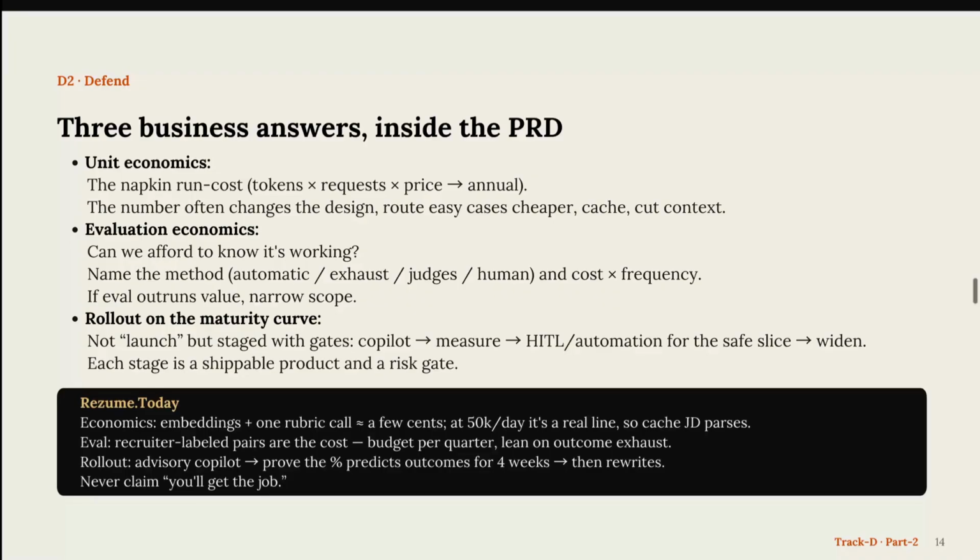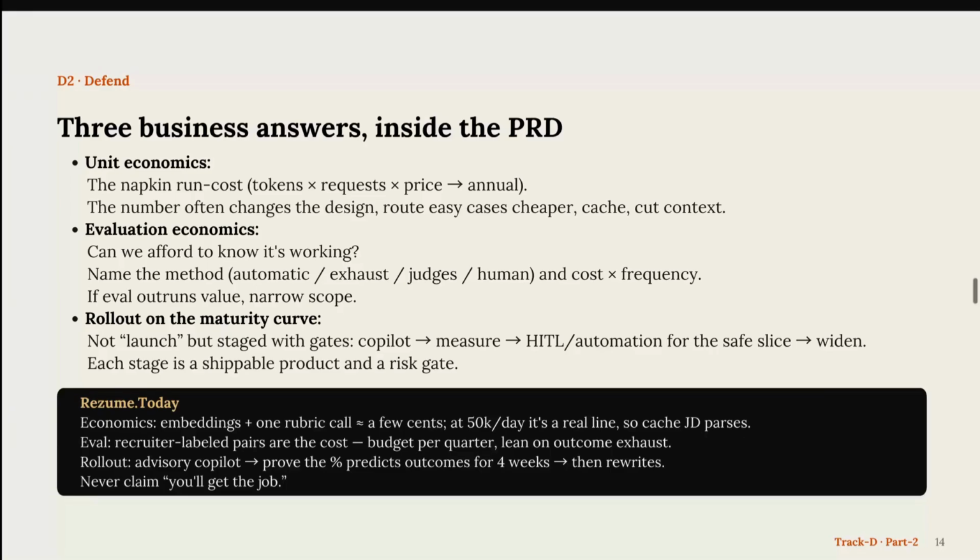Evaluation economics. Can we afford to know if it's working? We need to name the method. Hey, is it automated? Is it exhaustive? Label the data set. Is it judges or human in the loop? And we need to multiply that cost by the frequency, because every time we run evals, there is a cost incurred. And that eval must earn its value. It is a narrow scope that we are testing on, and we need to always narrow down the scope if there are so many evals being run, because then the cost is high.